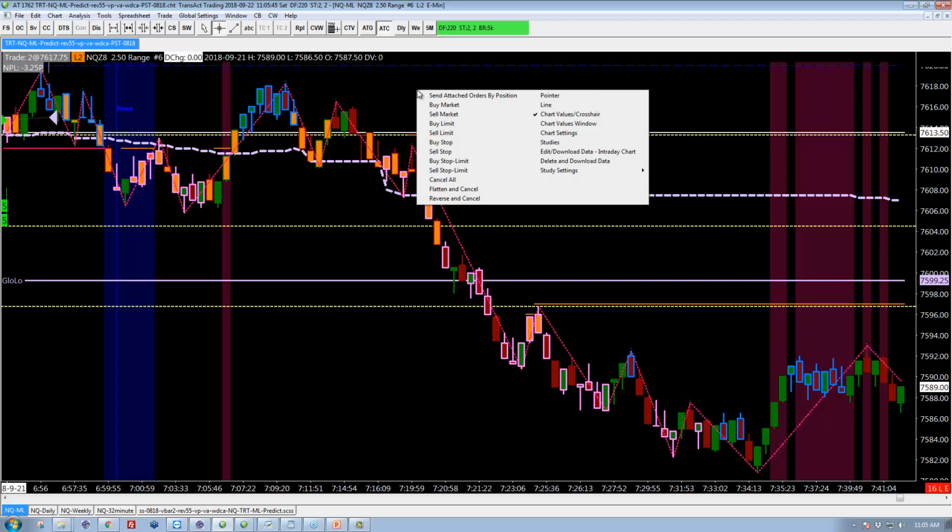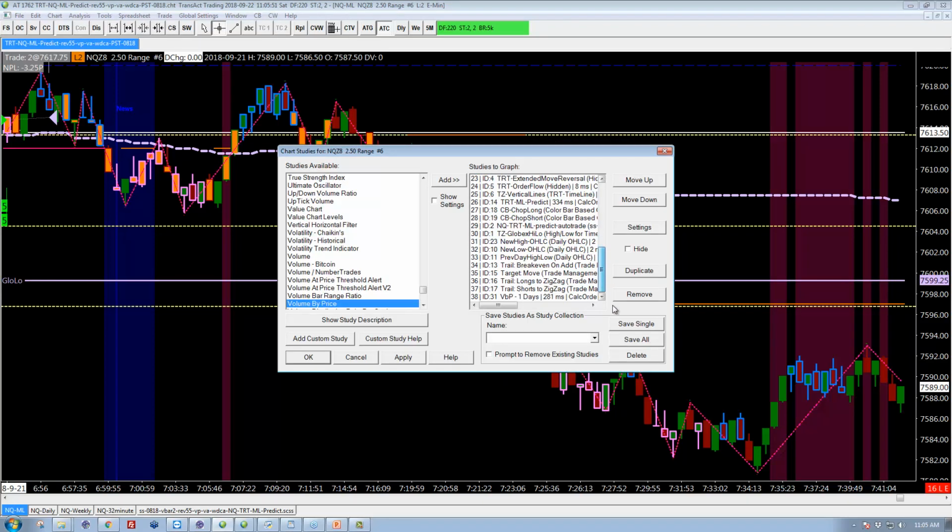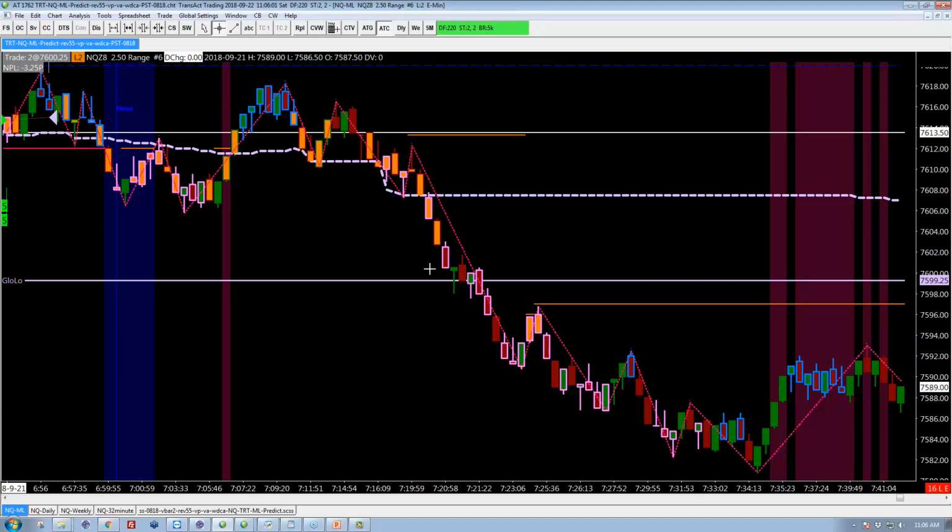The music's a little loud. Hold on. Let me turn off the volume by price study, because that's going to cause us a little bit of confusion. What we've been doing is applying those patterns only at the edge or at low volume nodes.